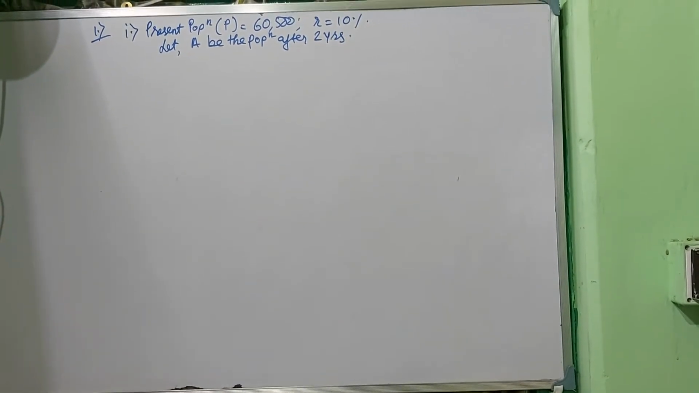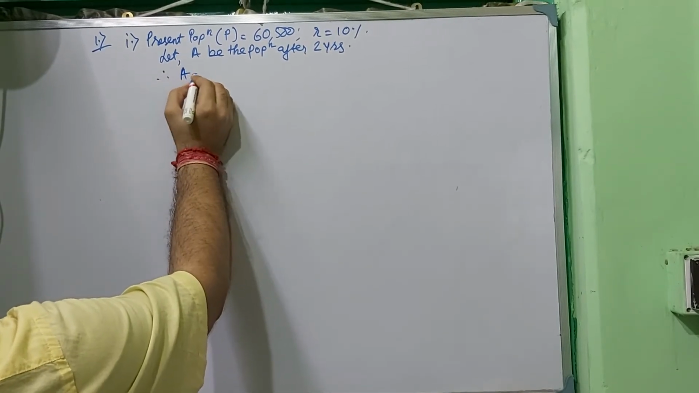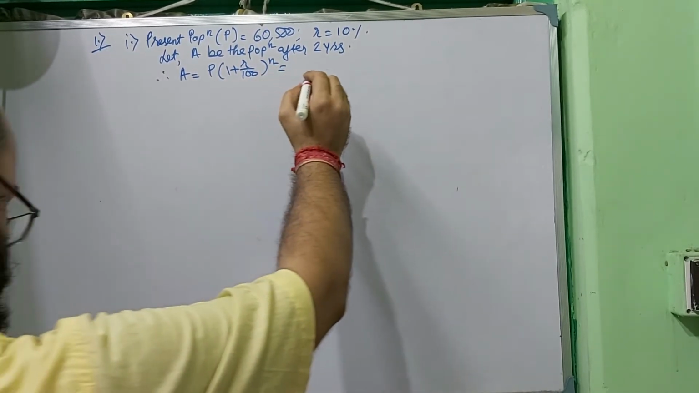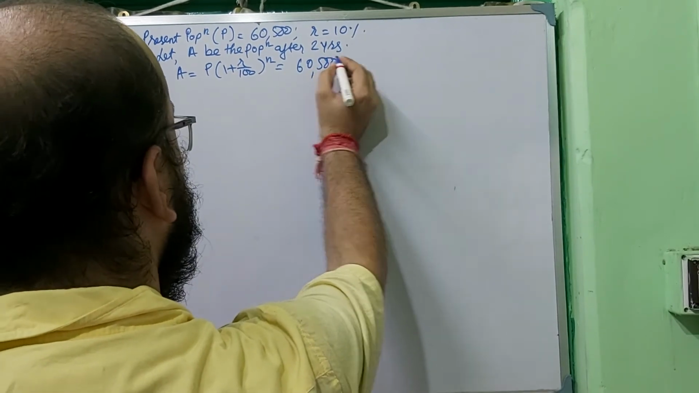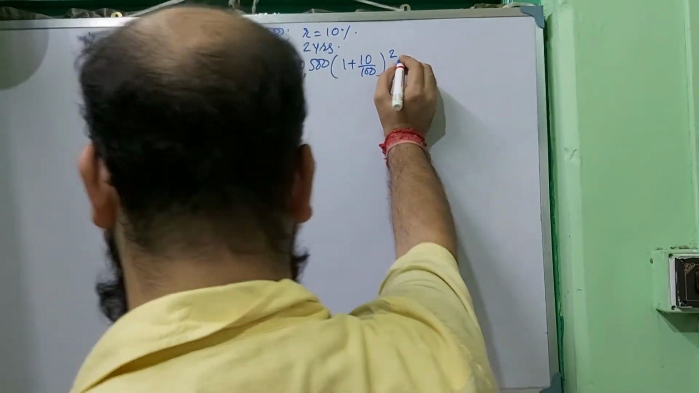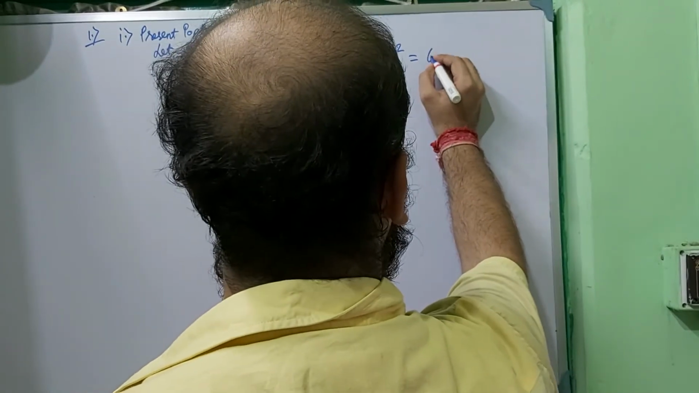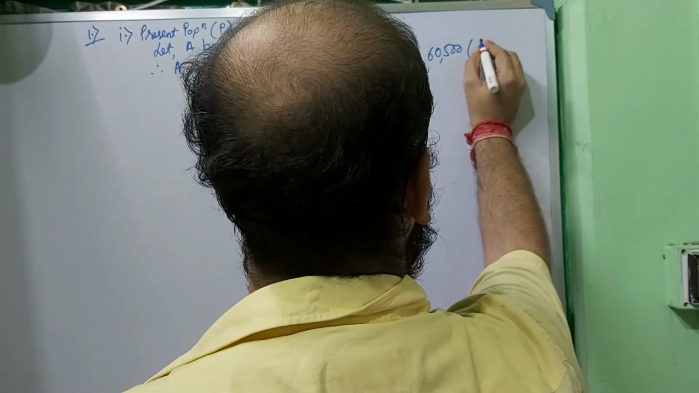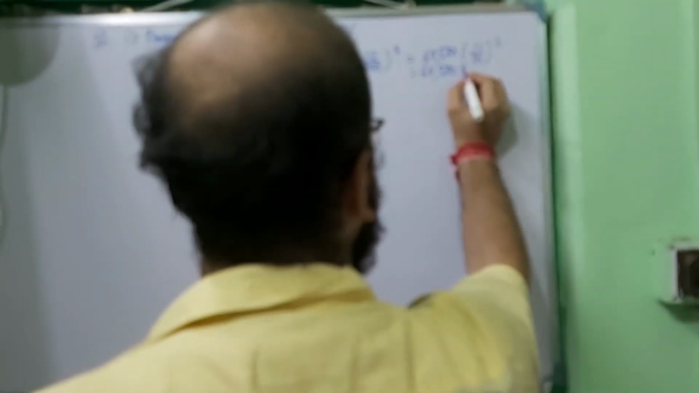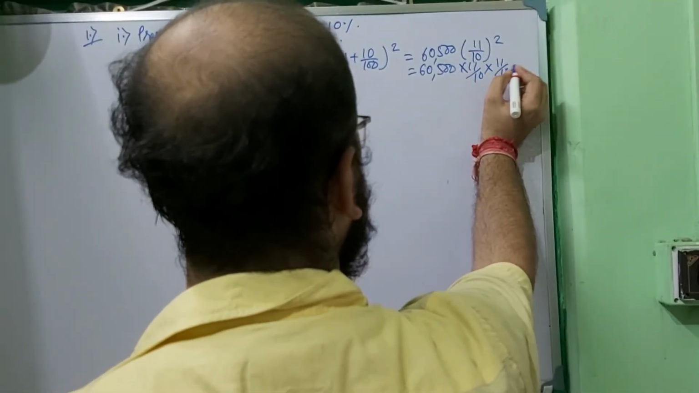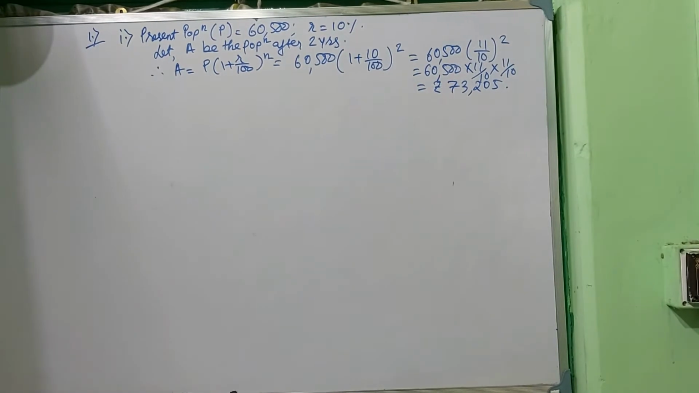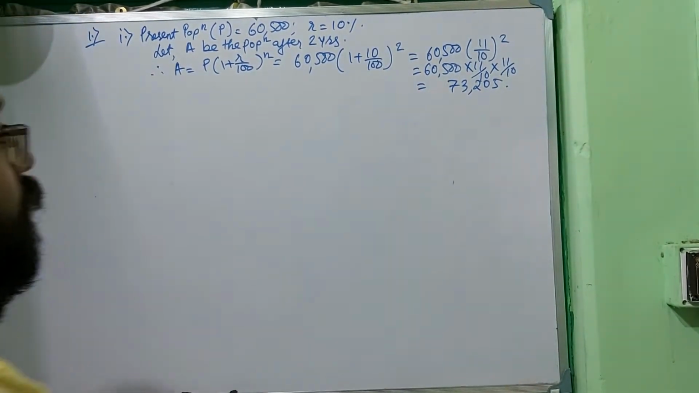First you have to calculate after, then before. So the same formula, A is equal to P into 1 plus R by 100 whole to the power n, is equal to 60,500 into 1 plus R by 100, meaning 10 by 100, whole to the power n, meaning 2. That is 60,500 into 11 by 10 square, which is 60,500 into 11 by 10 into 11 by 10. It is coming 73,205. Means after 2 years the population will become 73,205.